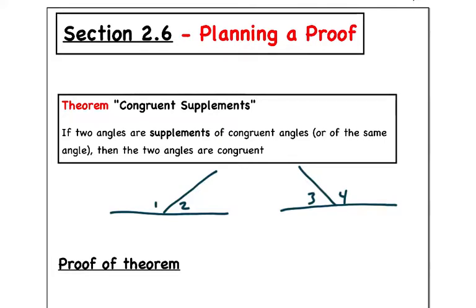Hey geometry friends, welcome to section 2.6, which is all about planning a proof, which is actually kind of what we've already been doing, but as we're approaching the last section here of chapter 2, we're just adding more repertoire. We're adding more weapons that we can use as reasons for our proofs.